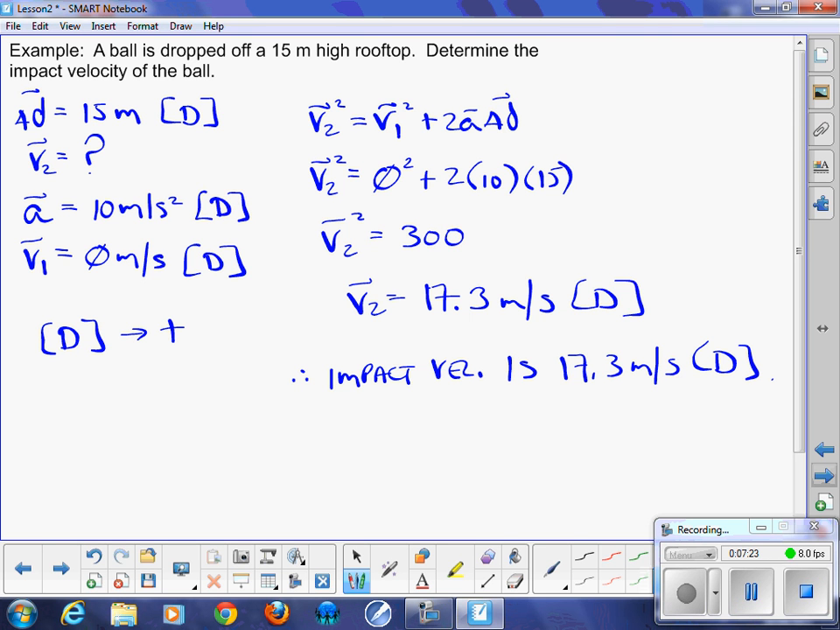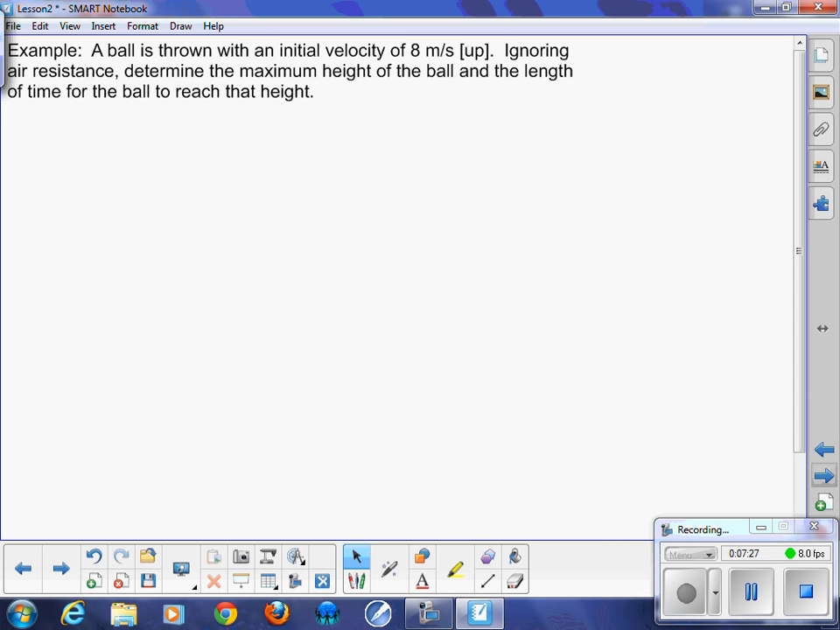All right, so be careful in the grade 12 course. There's a little bit more inferencing required to be successful. So now I have a ball being thrown with an initial velocity. So the initial velocity, V1, is 8 meters per second up. If we ignore air resistance, which we're going to do for the most part in this course, we're going to work in a physics world. Determine the maximum height of the ball and the length of time for the ball to reach that height.